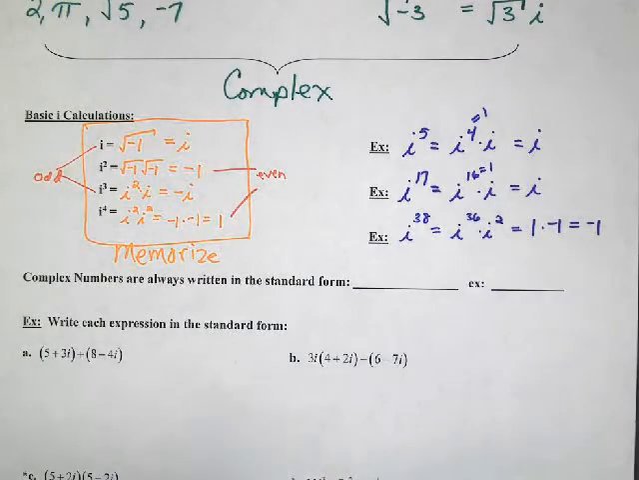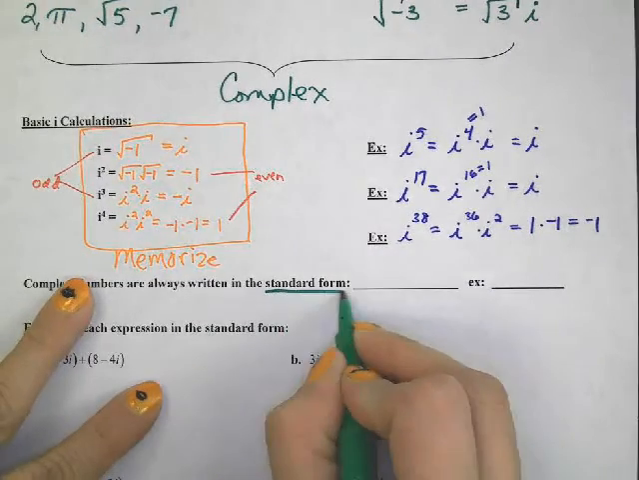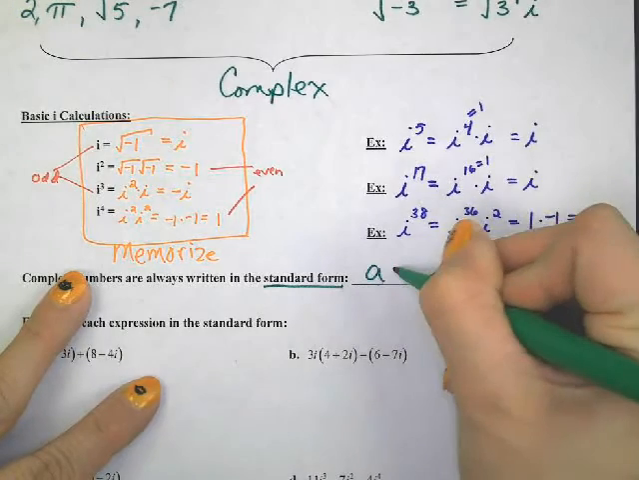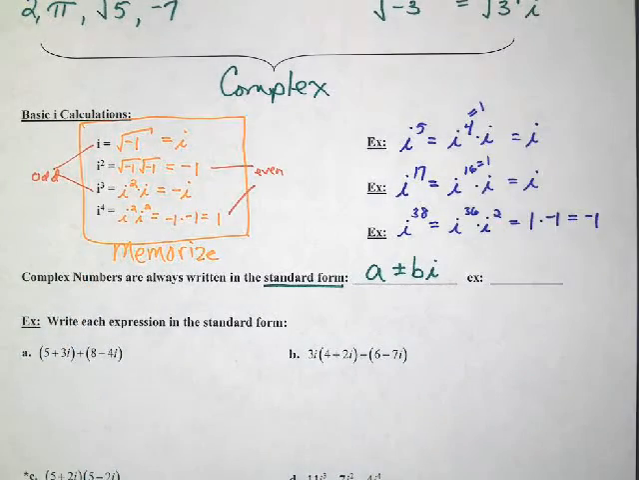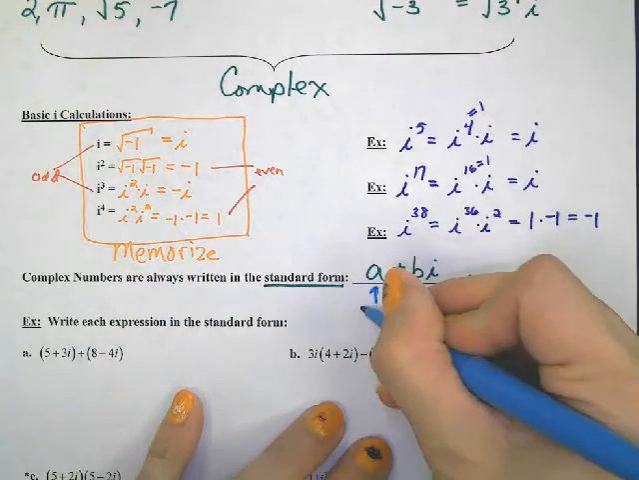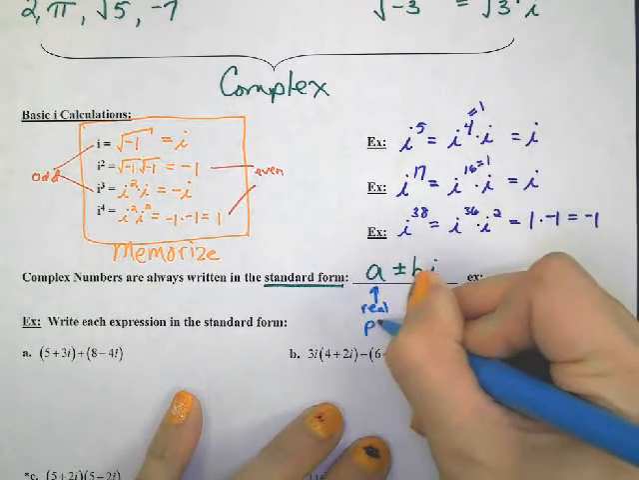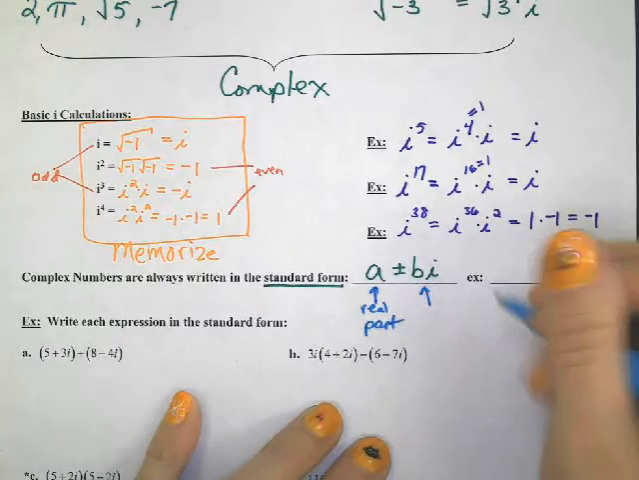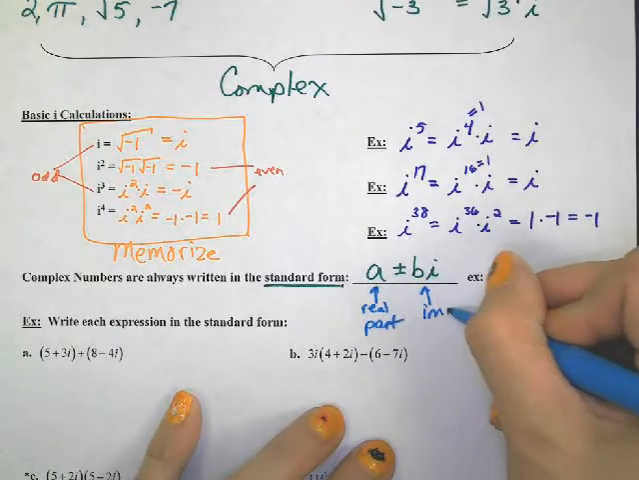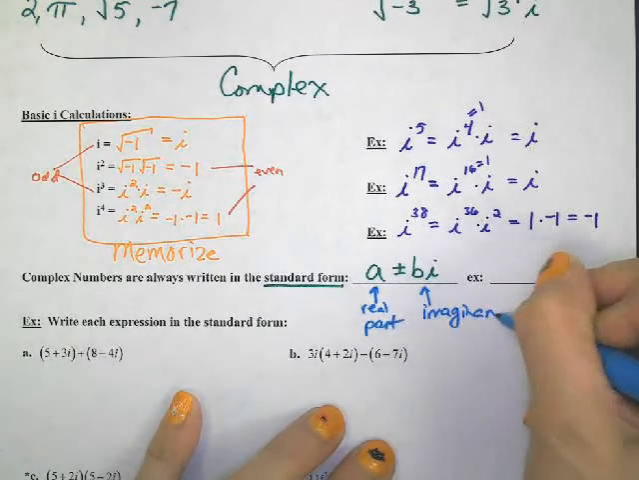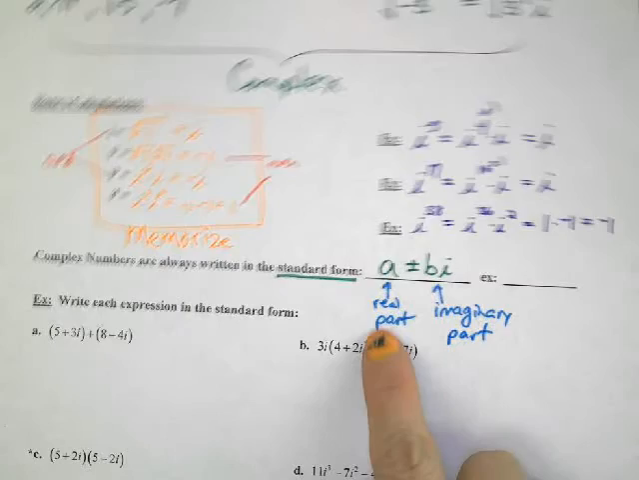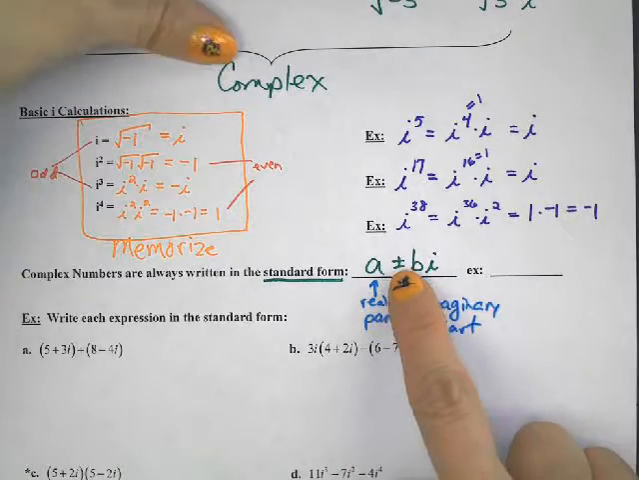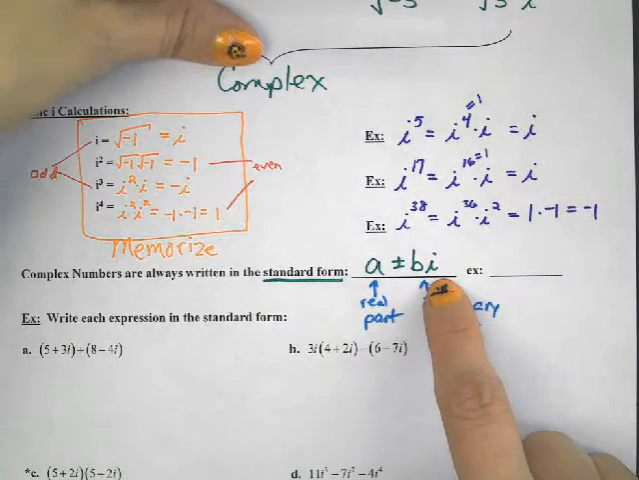Complex numbers are always written in the standard form. Please pay attention to this. a plus or minus bi. Okay? And so the a is the real part. And the bi here, this is the imaginary part. The imaginary part. And so, you take the real part, but then you put plus minus on the imaginary part.